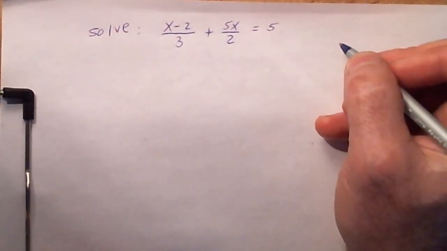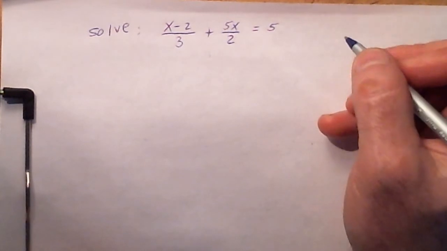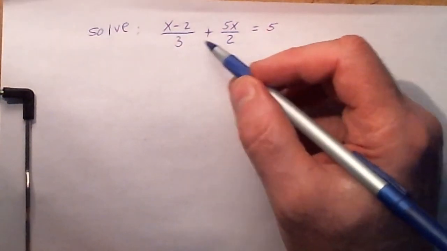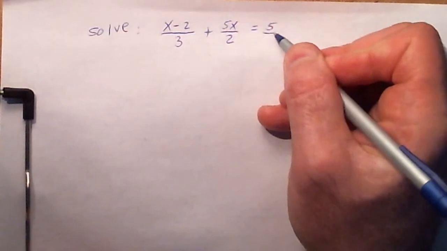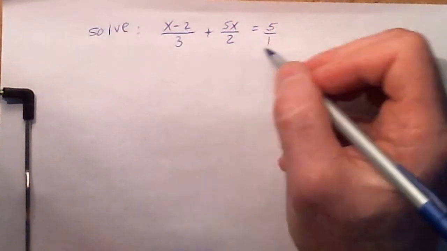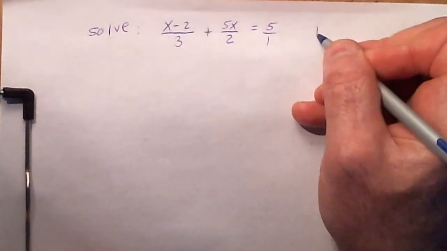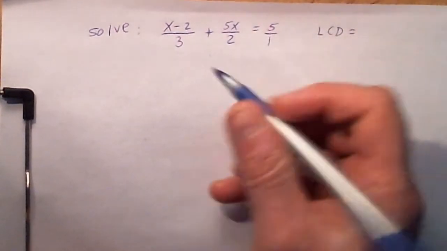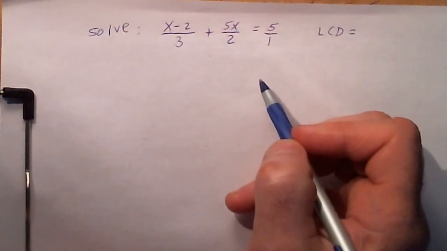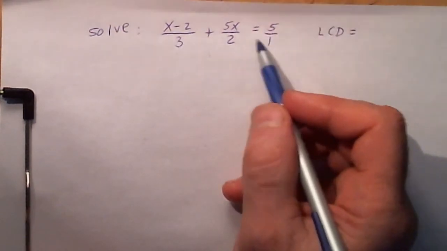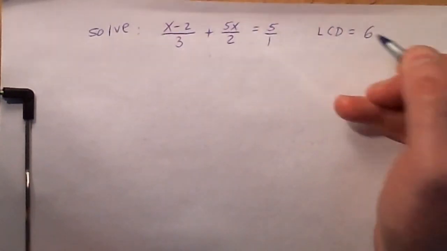To solve this rational equation for x, notice we don't have any variable x appearing in any denominator. This 5 could be placed over 1. And so there are no restrictions necessary on this rational equation. Next move is to find our least common denominator. Notice all our denominators are completely factored. So therefore, the least common denominator of 1, 2, and 3 would be 6.